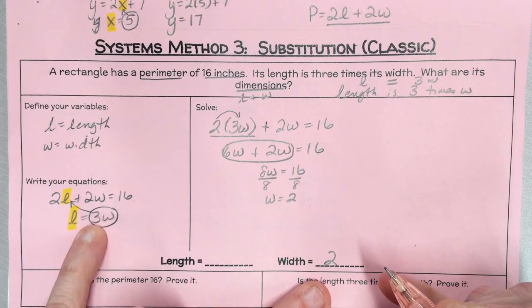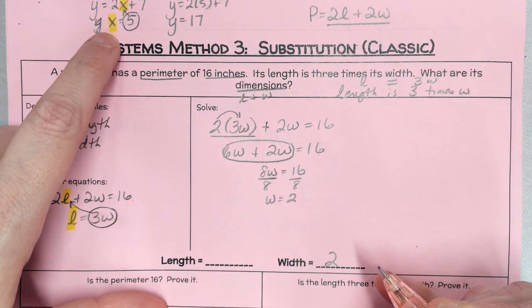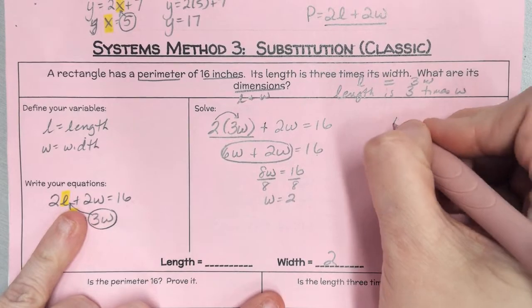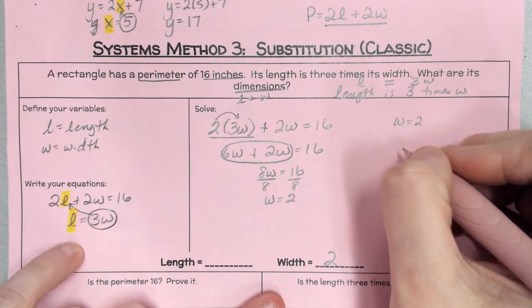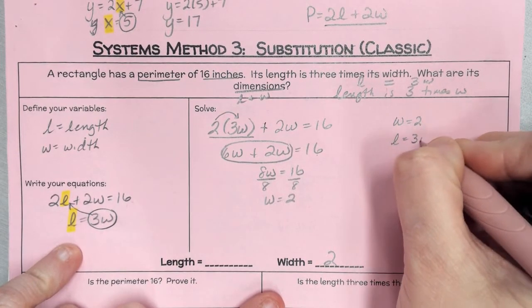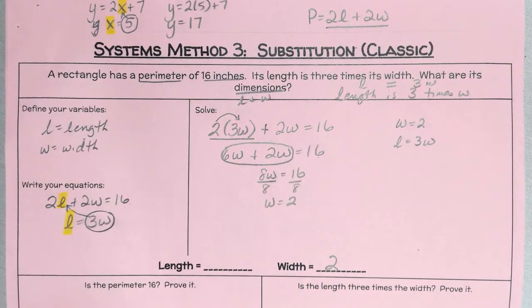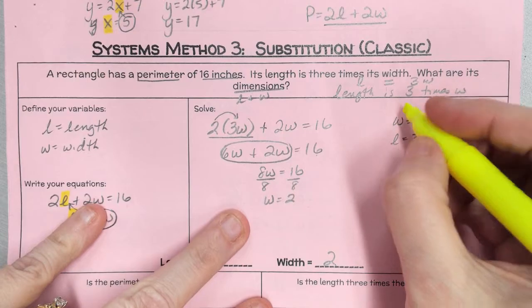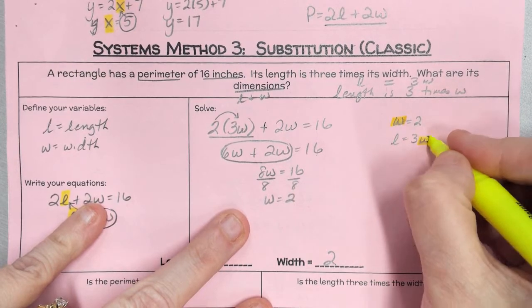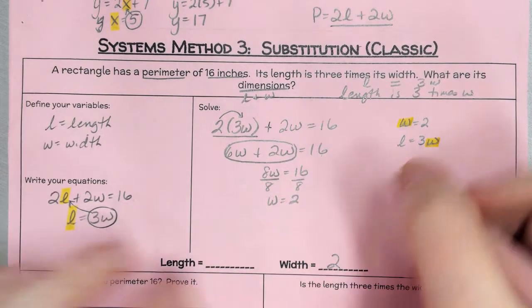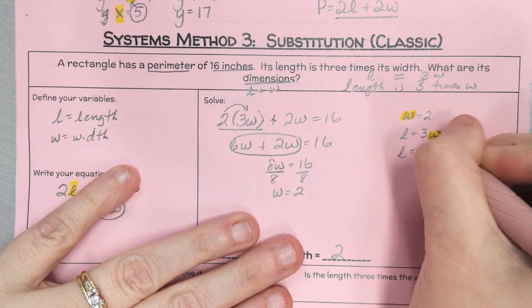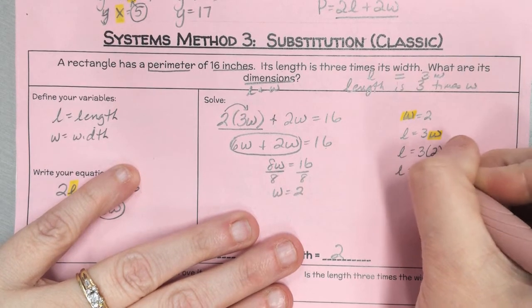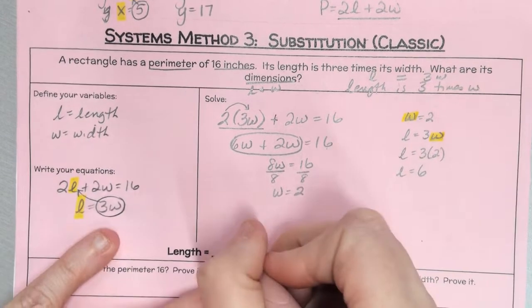Okay, so now that I know what the width is, I still got to figure out what the length is. Well, look at that. Just like up here, I know what width is too. Now I know that W equals 2, and that length is 3 times W. Well, I can do that same thinking. Okay, well, if I have W equals 2, and length is 3 times the width, then I can say length is 3 times 2. That means the length is 6.